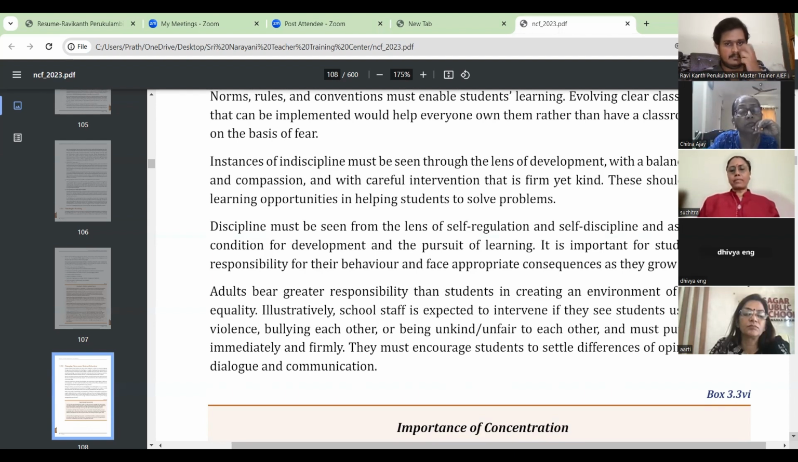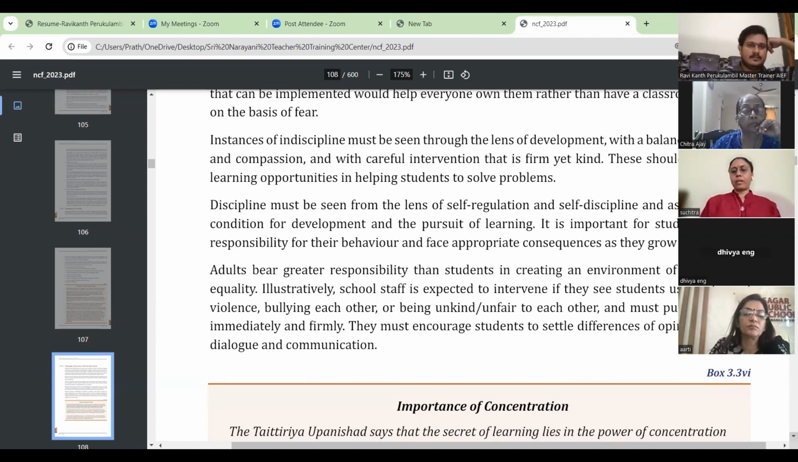Illustratively, school staff is expected to intervene if they see students using physical violence, bullying each other, or being unkind, unfair to each other, and must put a stop to it immediately and firmly. They must encourage students to settle differences of opinion through dialogue and communication.